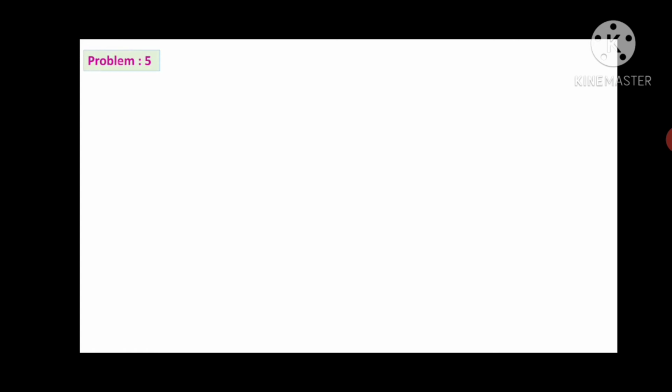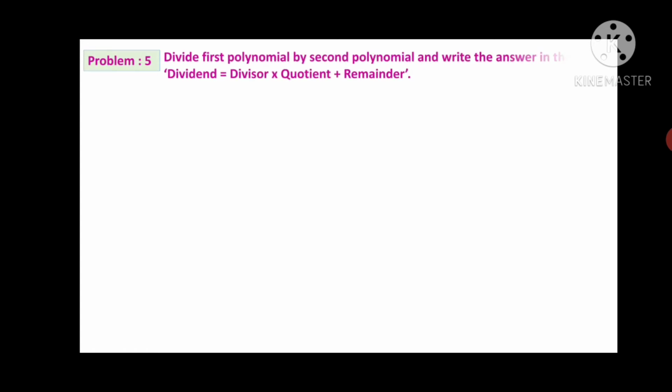Continue with problem number 5. Divide first polynomial by the second polynomial and write the answer in the form of dividend is equal to divisor into quotient plus remainder. x cube minus 64 is divided by x minus 4.